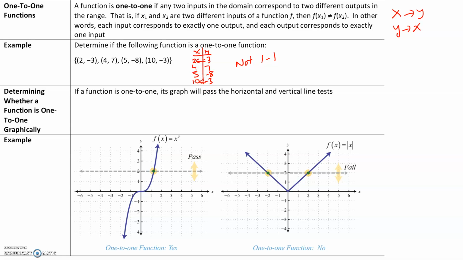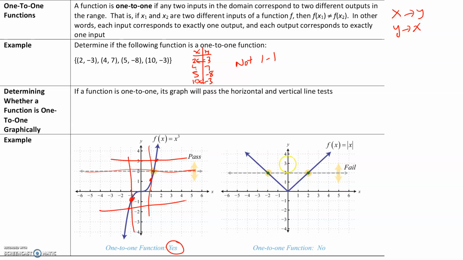Determining whether a function is one-to-one graphically. If a function is one-to-one, its graph will pass both the horizontal and the vertical line test. So let's take a look at this example. This graph passes the horizontal line test because any horizontal line you draw is going to hit the graph only once. That makes it a function. But if we draw vertical lines, like this one, like this one, like this one, every vertical line is also going to hit the graph exactly once. Therefore, this is a one-to-one function.